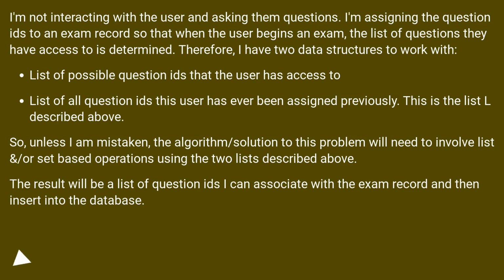Therefore, I have 2 data structures to work with. List of possible question IDs that the user has access to. List of all question IDs this user has ever been assigned previously. This is the list L described above. So, unless I am mistaken, the algorithm/solution to this problem will need to involve list and/or set based operations using the 2 lists described above. The result will be a list of question IDs I can associate with the exam record and then insert into the database.